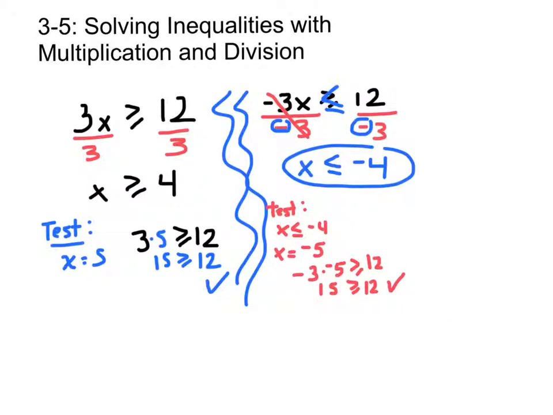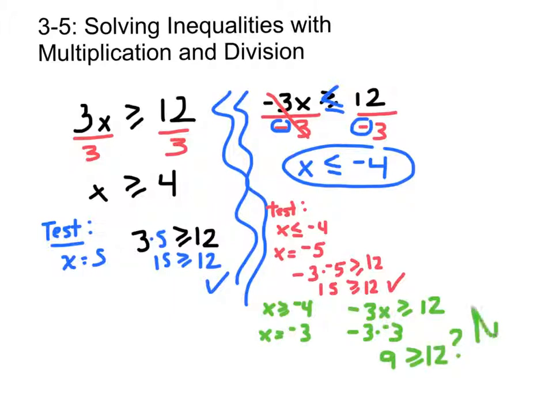If I failed to flip my inequality sign, let's test something where x is greater than or equal to negative 4 to see if it's a solution to negative 3x is greater than or equal to 12. Let's suppose x is equal to negative 3. It's larger than negative 4. What's negative 3 times negative 3? I would get positive 9. Is positive 9 greater than or equal to 12? So this would be a no.